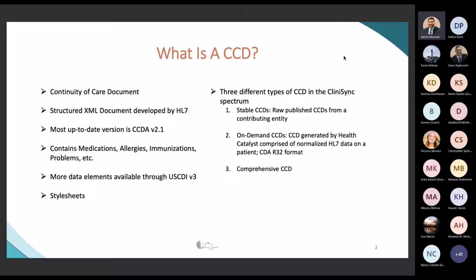The on-demand CCD is a CCD that's generated by our tech vendor Health Catalyst, and that is normalized HL7 data that we have on a patient. It's in the format of a CDA R2, and I'll kind of go into that a little bit later. And then there's the comprehensive CCD, which we will also talk about later, but that is the main document that we'll provide back in queries. We can go into the next slide.